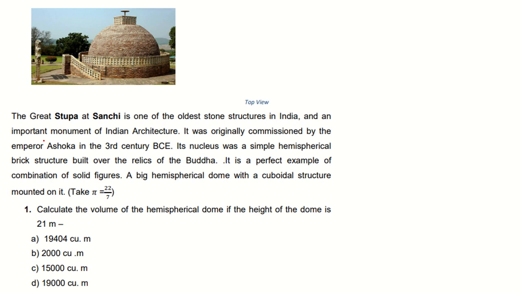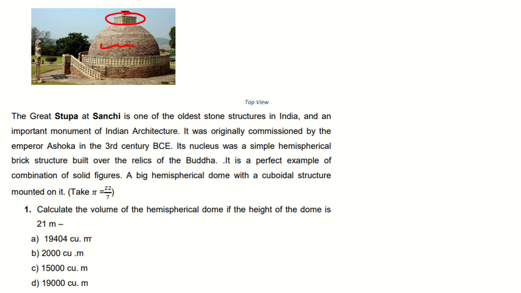Now, another question: the Great Stupa at Sanchi is one of the oldest stone structures in India and an important monument of Indian architecture. It was originally commissioned by the Emperor Ashoka in the 3rd century BCE. Its nucleus was a simple hemispherical brick structure built over the relics of the Buddha. It is a perfect example of a combination of solid figures, a big hemispherical dome with a cuboidal structure mounted on it. You can see this is the hemisphere and this is the cuboid.